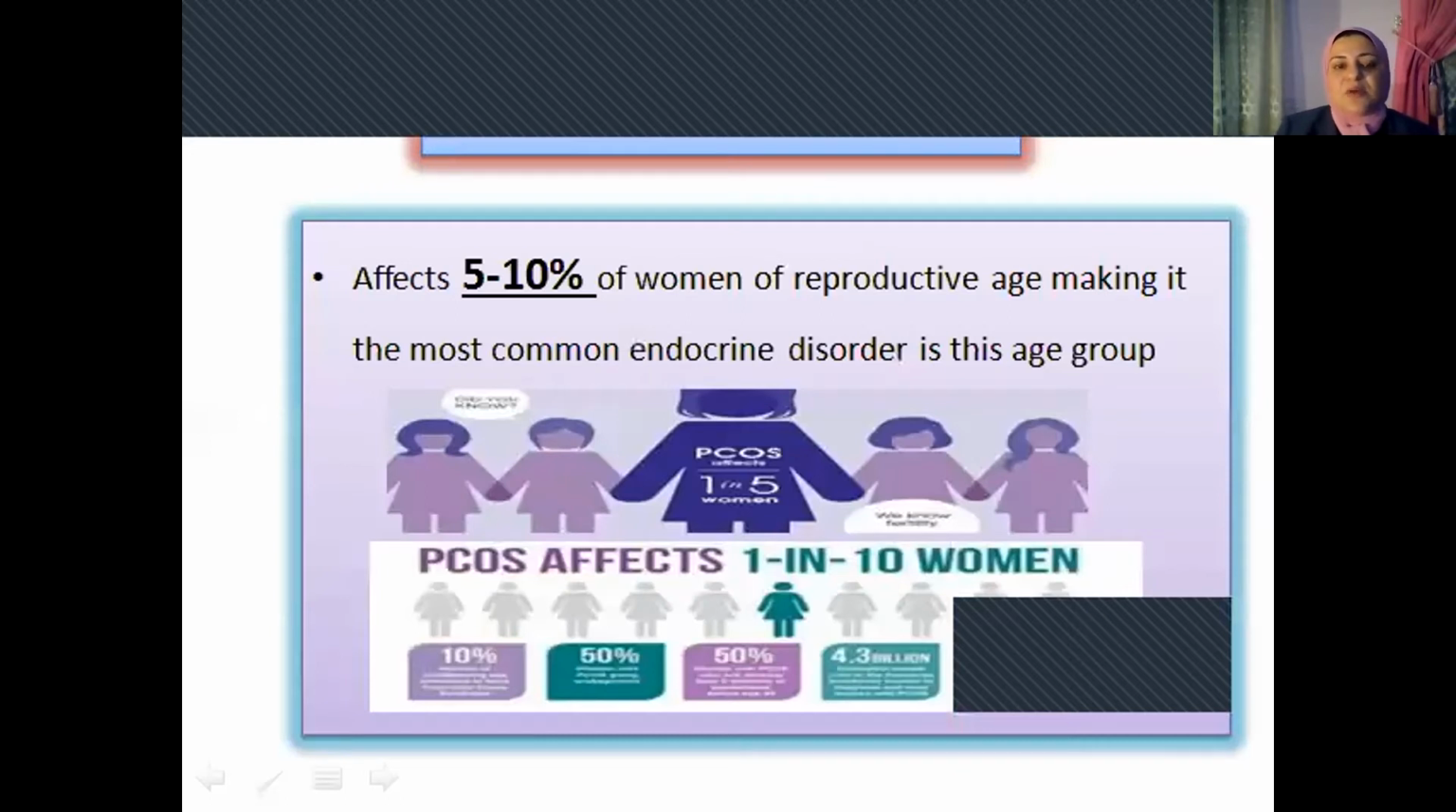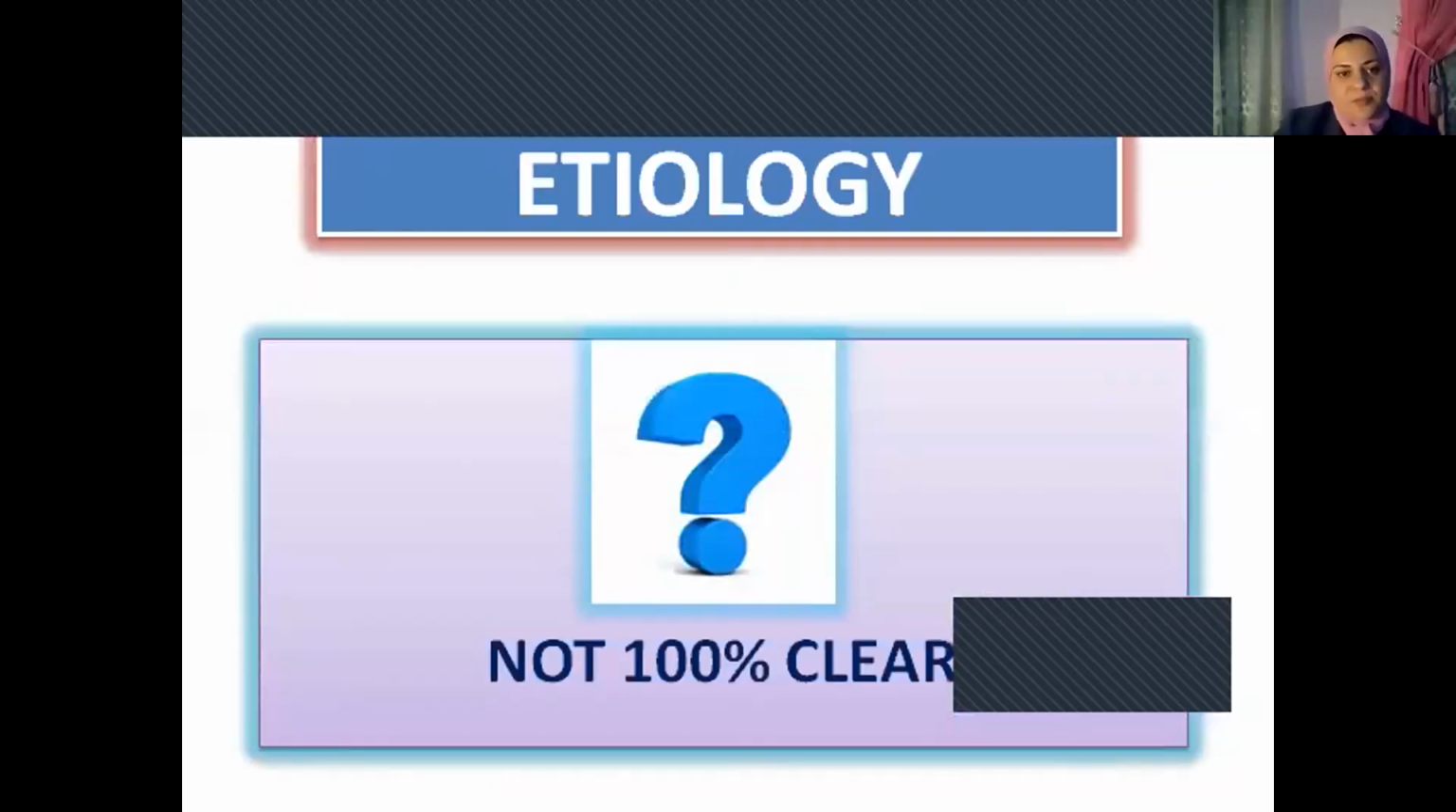It affects about 5 to 10% of women of reproductive age, making it the most common endocrine disorder in this age. Of 10 women, there is one who suffers from polycystic ovarian disease.